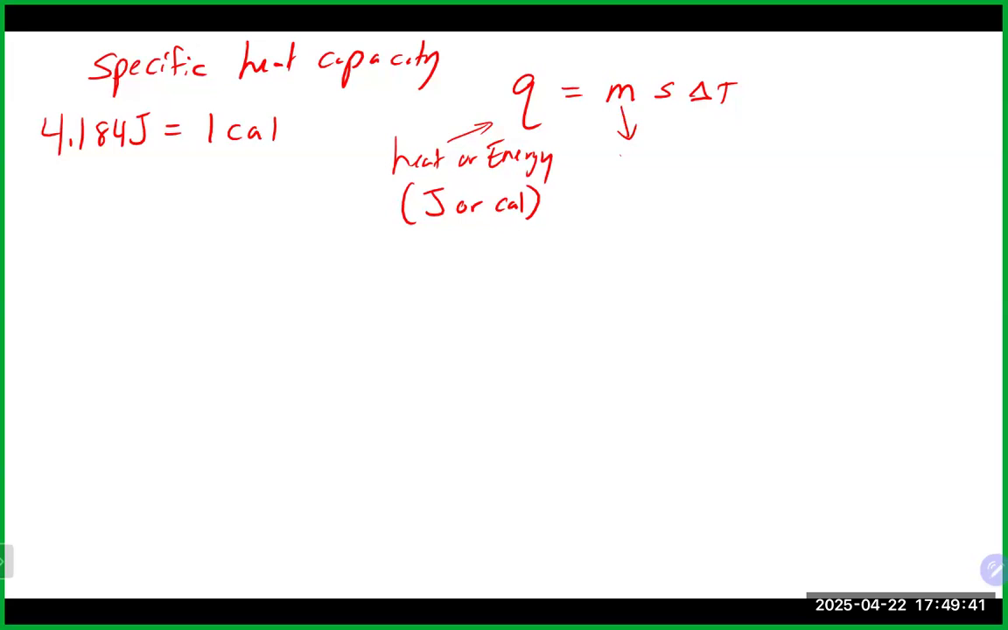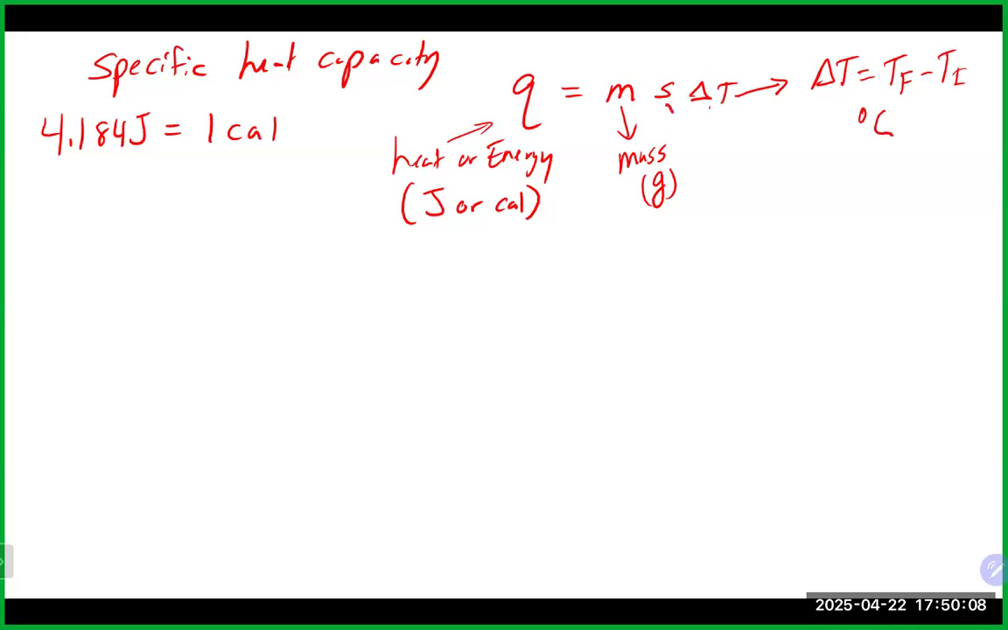M is mass, which is typically in grams here. Delta T, as we talked about last time, you always want to go final minus initial when you're calculating delta T. You just don't want to take the difference, because the sign that you end up with for delta T is really important. This is actually one of the few chemistry things that you could leave in Celsius and not convert to Kelvin.